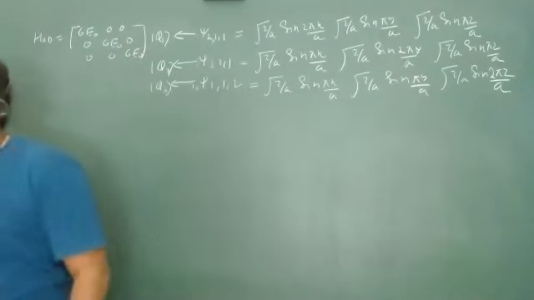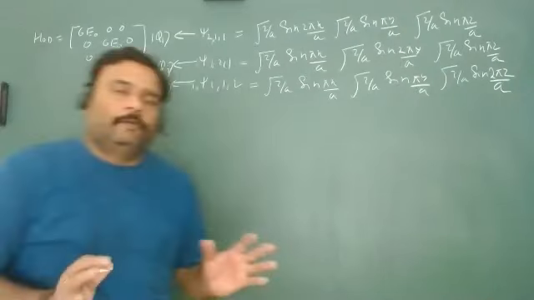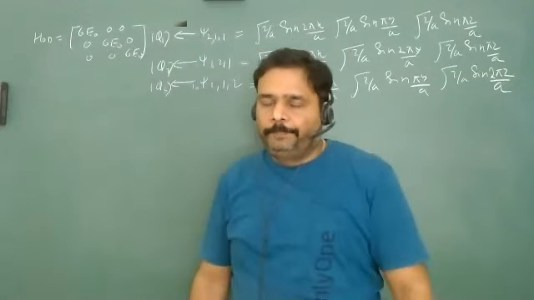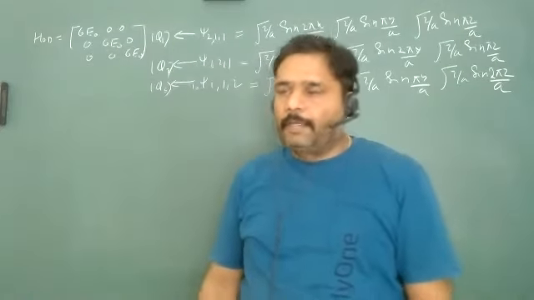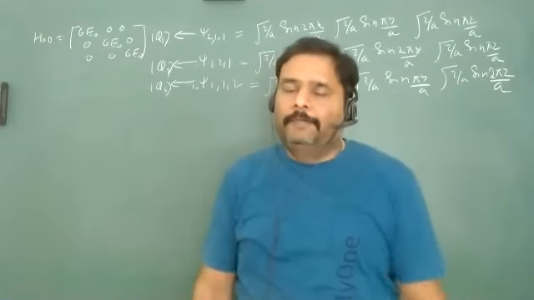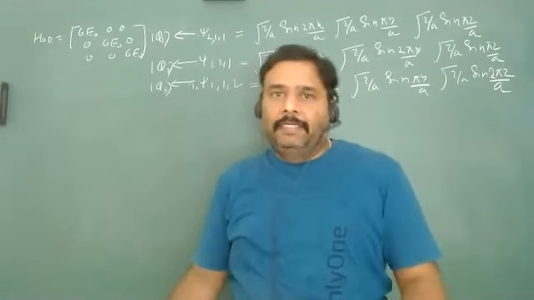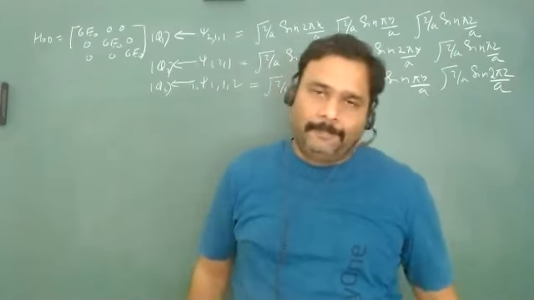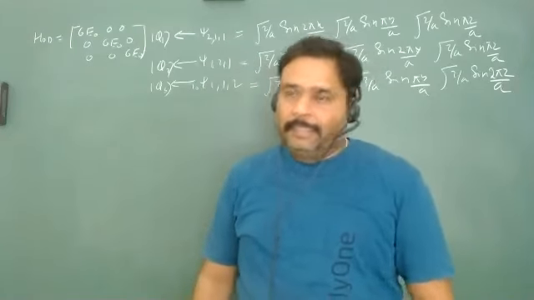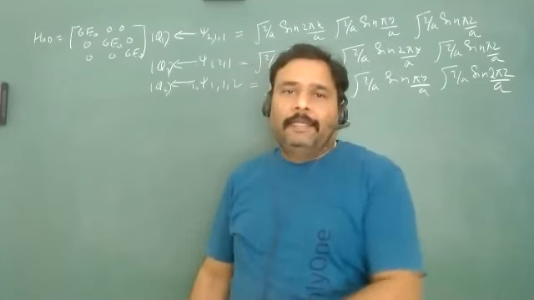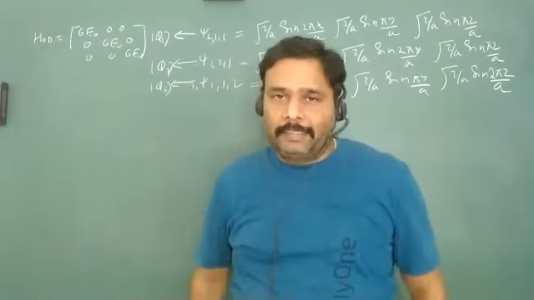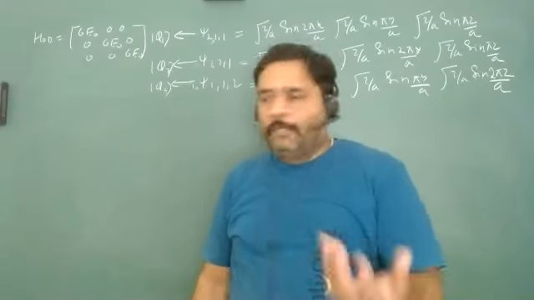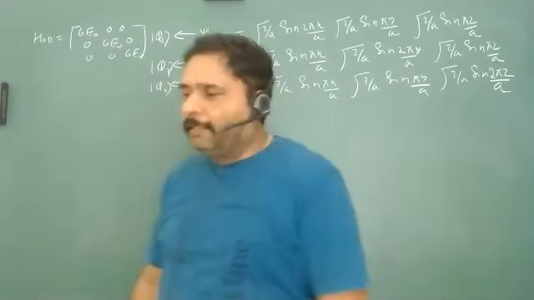So how many elements are there in this W dash? Can you please tell me? 9 elements. So you have to find 9 elements, isn't it? Once you get the 9 elements, then you will get W dash. We will just find 1 or 2 elements, and then you can easily get the rest.